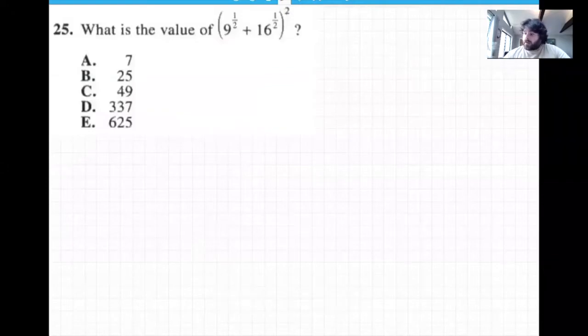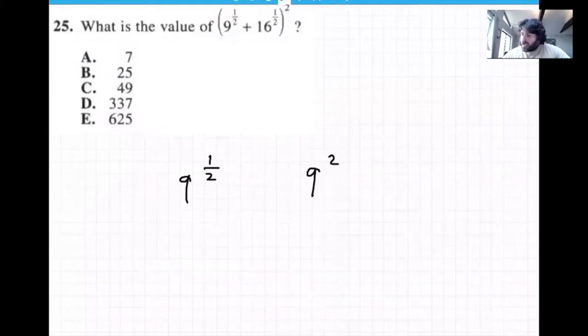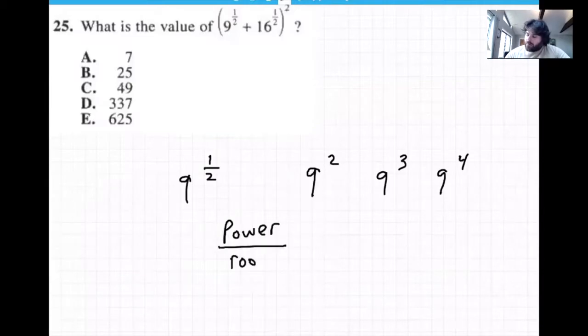I wouldn't overthink that too much. Just be confident in the way that you type things in your calculator. I will go ahead and go over what this means, though. What does it mean to have a fraction as an exponent? We're used to seeing 9 squared, or 9 to the 3rd, or 9 to the 4th, all those whole numbers. We're not used to seeing 9 to a fraction. So when you see a fractional exponent, the top number is the power and the bottom number is the root.